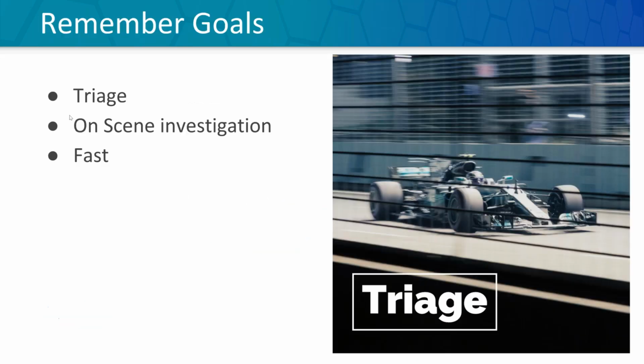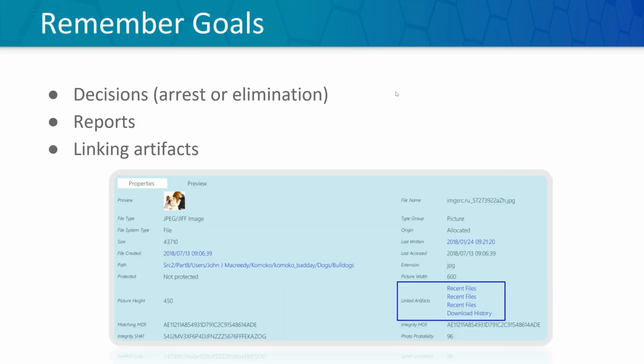Remember your goals, right? It's triage, or it's an on-scene investigation, and it's meant to be fast. My goal is to make decisions on scene. My goal is to make those decisions, make an arrest, eliminate computers on scene. I want reports. I want to be able to report as soon as I get back to the station, to my lab. I want to be able to print out a report and say, here's where I'm at in my case. I want to link artifacts.